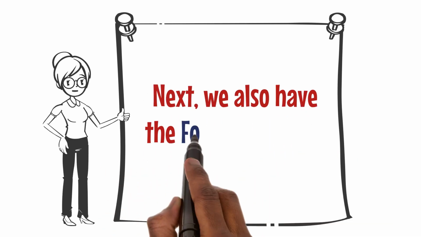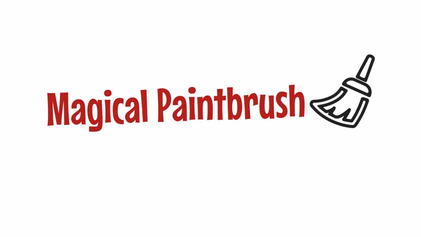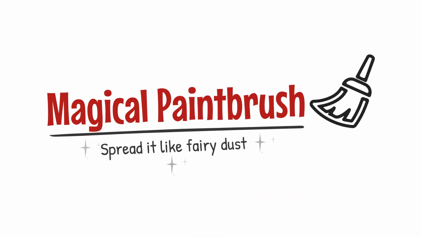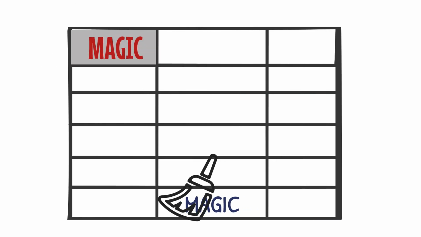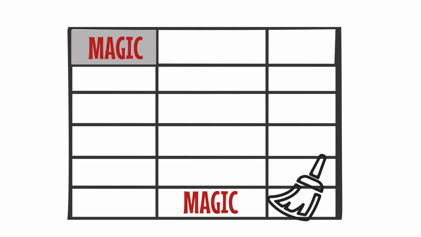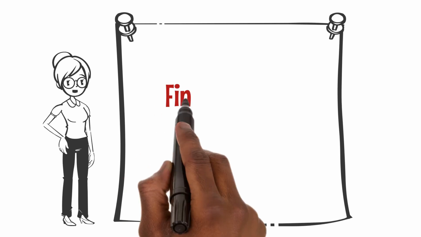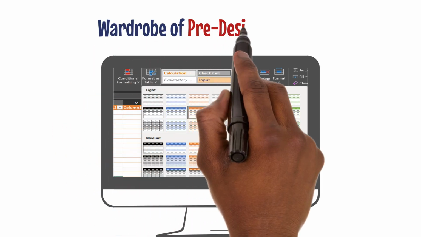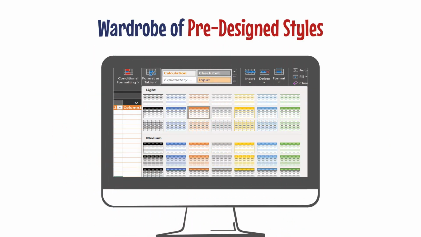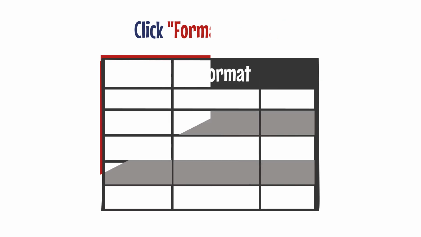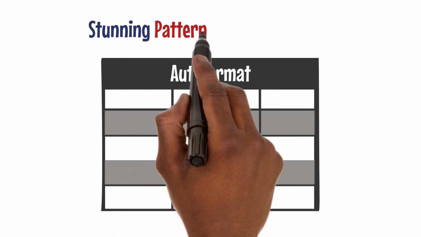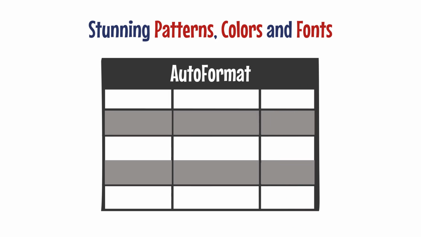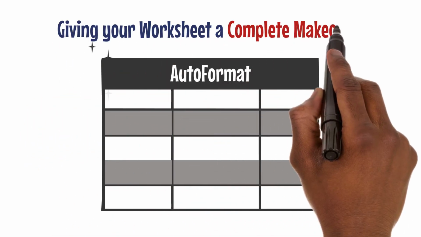Next, we also have the Format Painter. It's like a magical paintbrush that lets you copy formatting and spread it like fairy dust. Click the brush, apply it to another cell, and your magic style spreads. Finally, there is Autoformat. It's like having a wardrobe of pre-designed styles for your entire worksheet. Just select the range, click Format as Table, and watch your data transform with stunning patterns, colors, and fonts. It's like giving your worksheet a complete makeover.